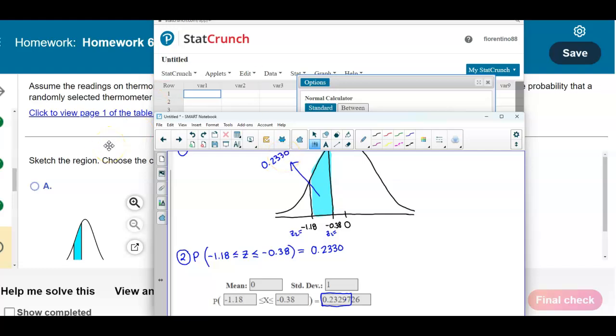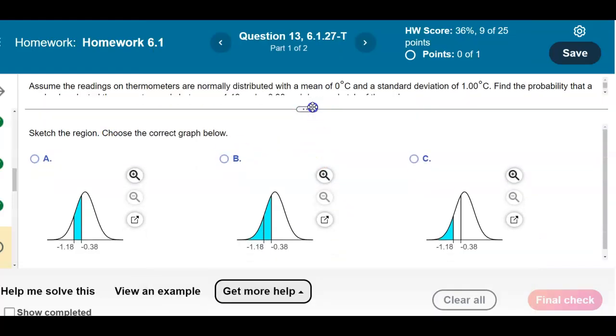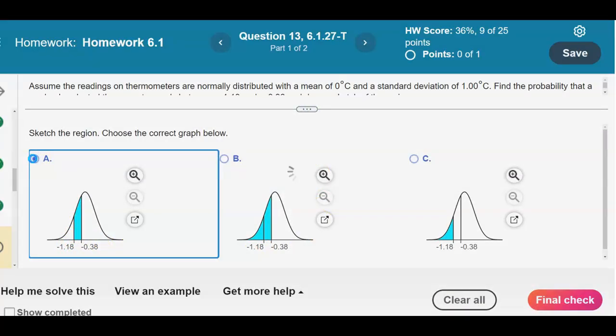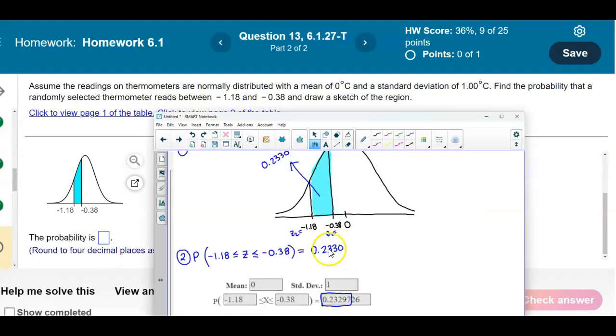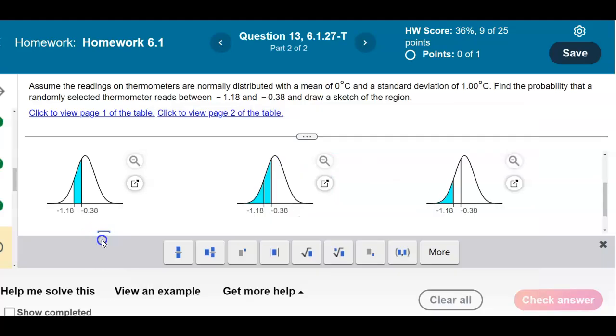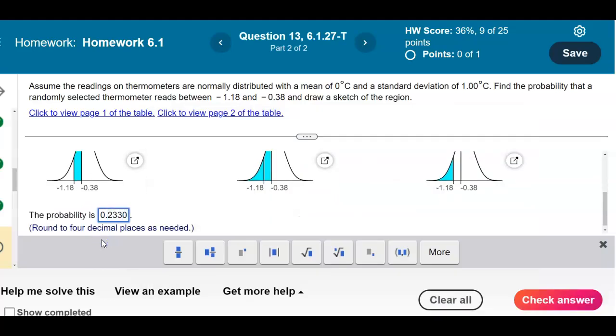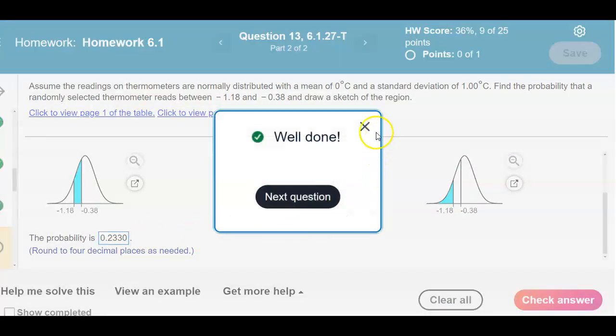Now let's go ahead and answer our questions. If we take a look at the sketch, we wanted to find the area or the probability that's in between, so we're going to select A. Now what was the probability? Well, we found the probability to be 0.2330, and there is our answer.